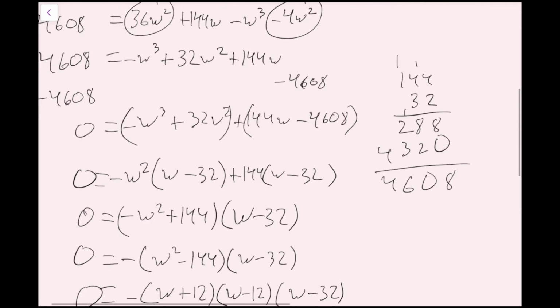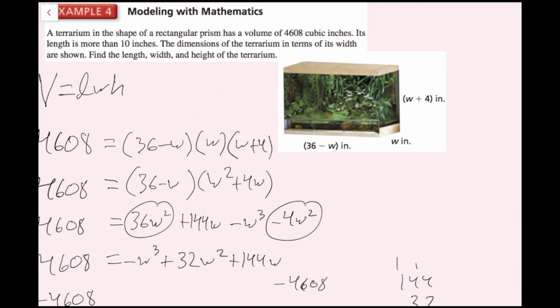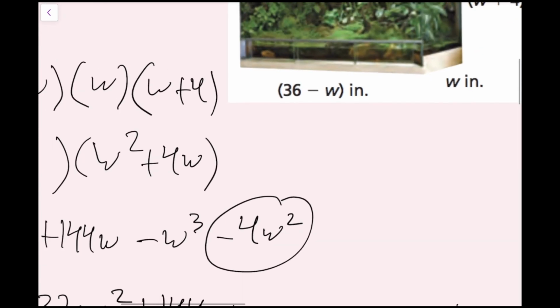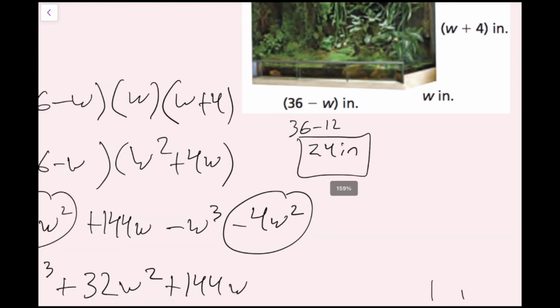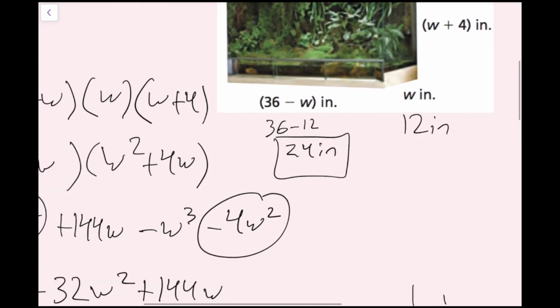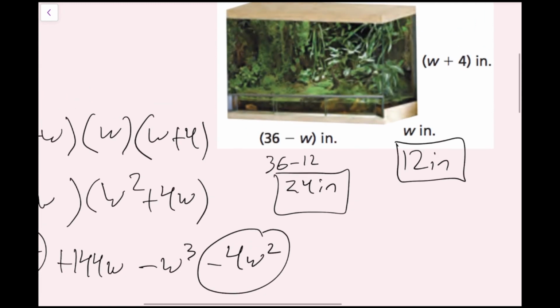So if I go back up here, it says we want to find the length, the width, and the height. Here I have 36 minus 12, so that's 24 inches. That's one of my dimensions. And then I have 12 inches. That's easy. And I have 12 plus 4, which is 16 inches. So after all that awesome math, I've finally found all the dimensions of this terrarium, and now we're done with this one.